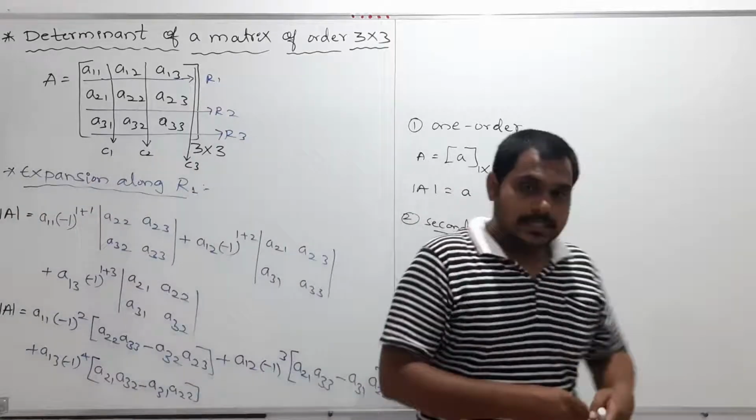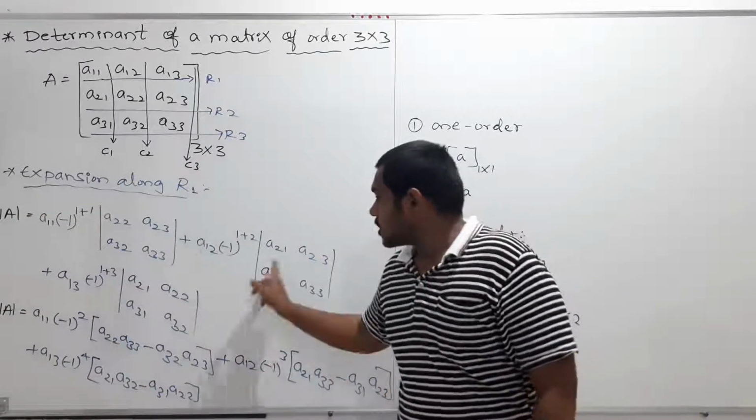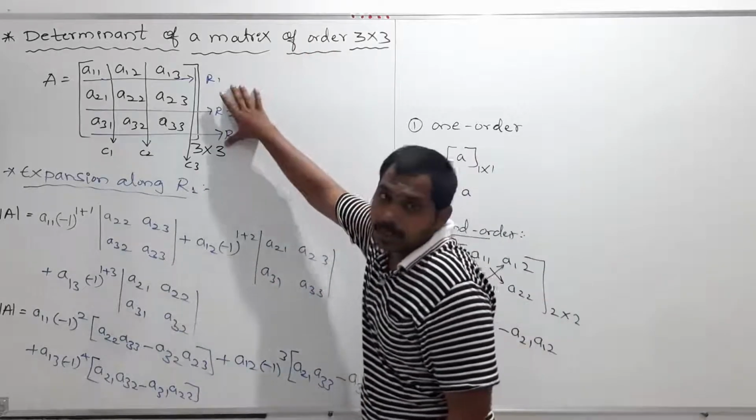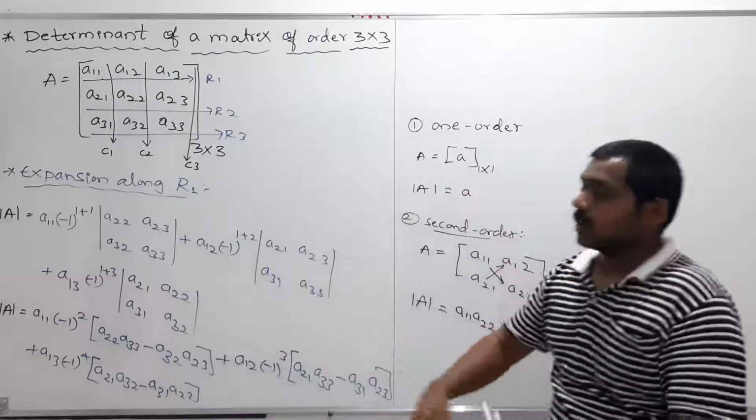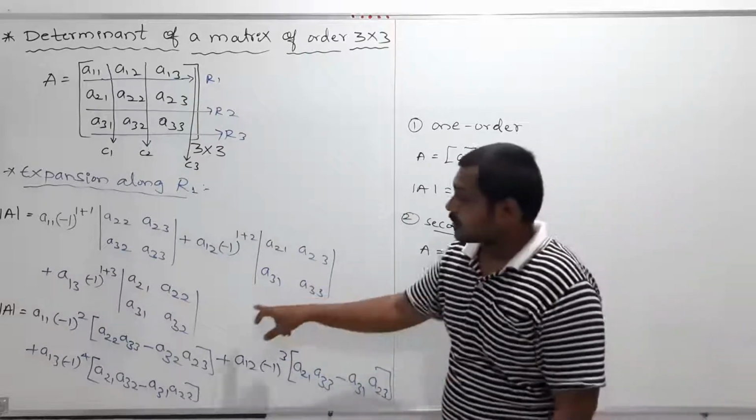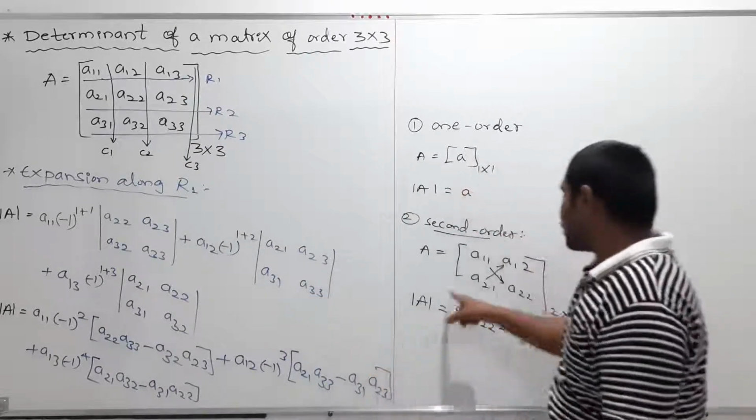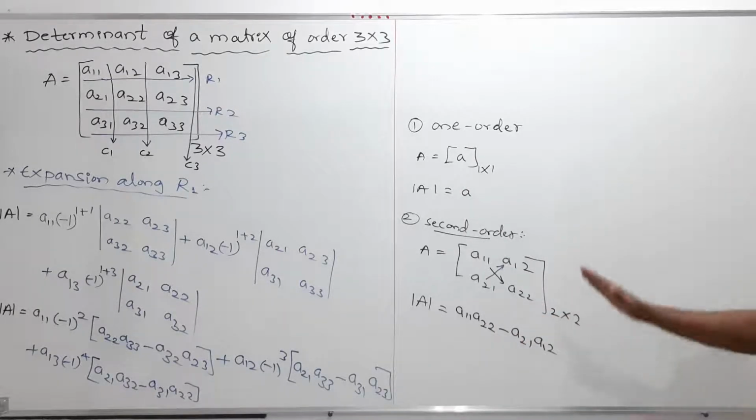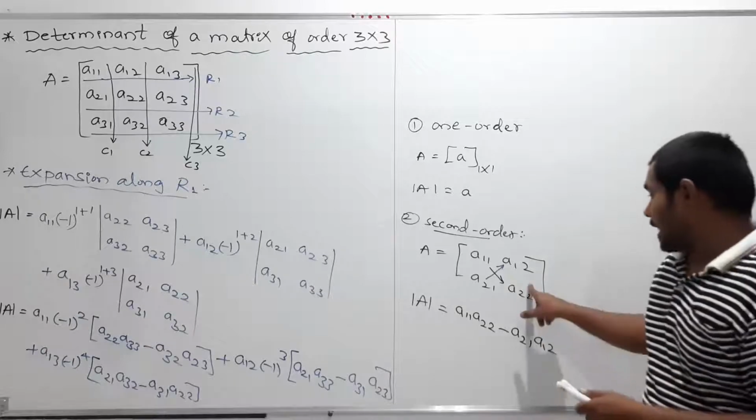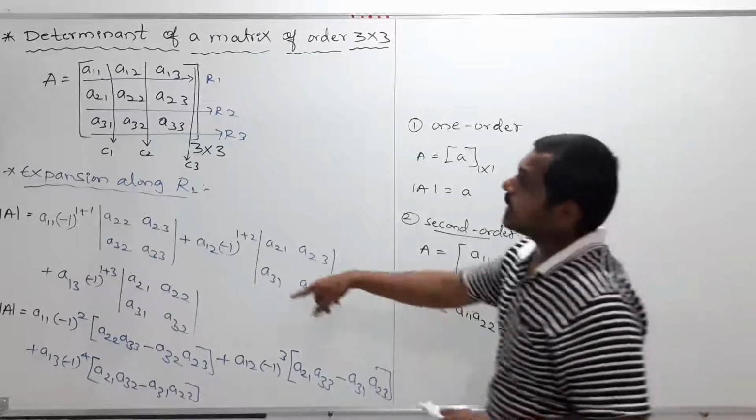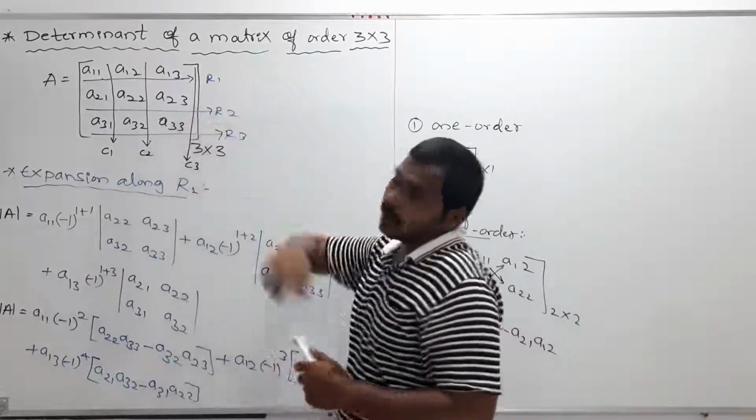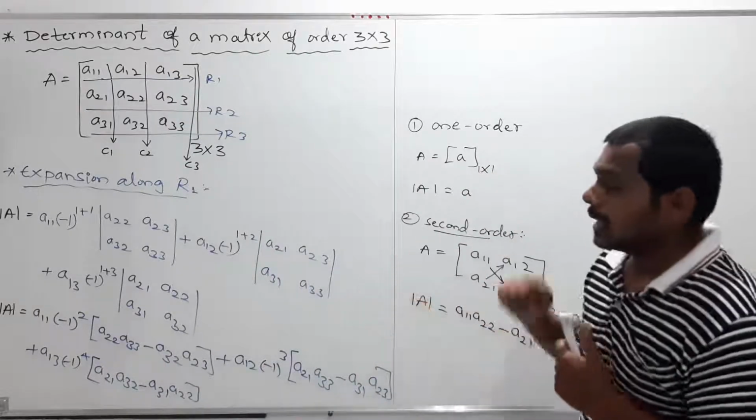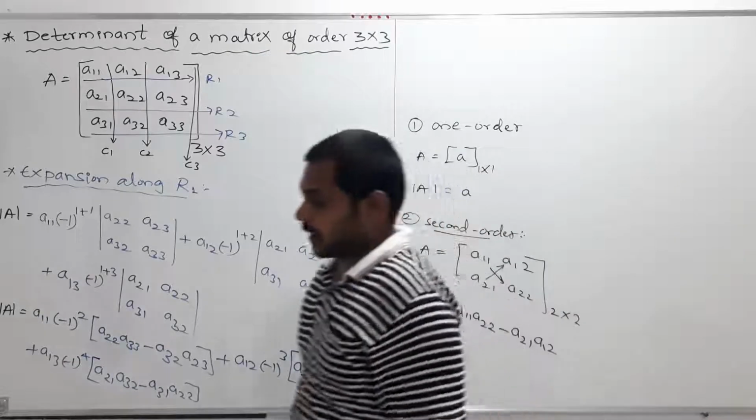So please remember, my dear students, these are all of the order 2 cross 2. So here what I did, the 3 cross 3 matrix I expressed in terms of 2 cross 2, because I already know how to calculate the determinant if the matrix is of 2 cross 2. Therefore I expressed this given matrix of the order 3 cross 3 as 2 cross 2 like this. Further you can simplify.